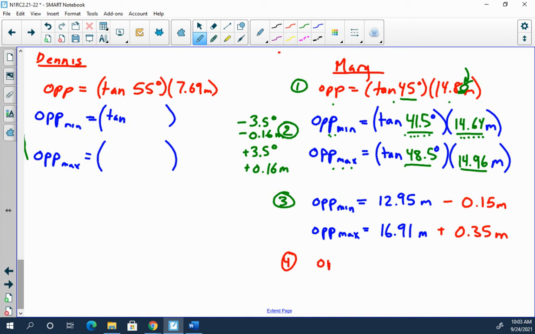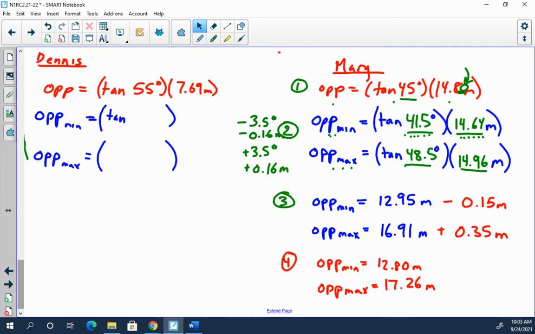So our final now, this is our final. The minimum possible height based on Margaret's group's measurements and the sources of error, 12.80 meters, unless I made a mistake with the math somewhere. The maximum possible height based on Margaret's group numbers, 16.91. So this is going to be 17 point. So what's that? 9 less than that. So it's going to be 26 meters. Now, again, possible I made a math error in here, but roughly this is the right thing.